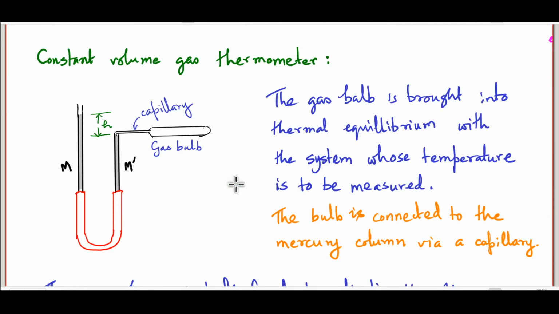This is a schematic diagram of the constant volume gas thermometer. A real practical one in the laboratory would have some additional embellishments, but the basic idea can be conveyed by this.